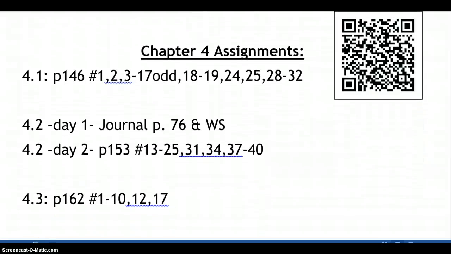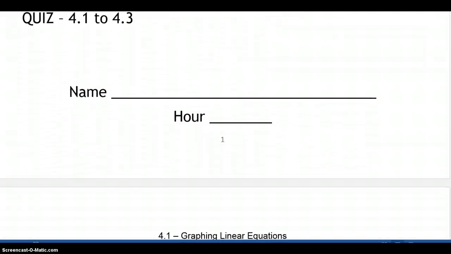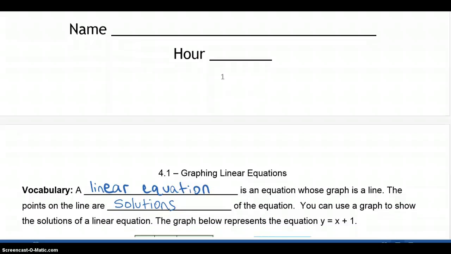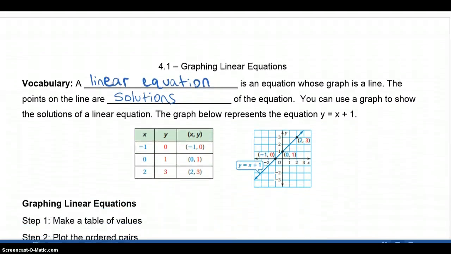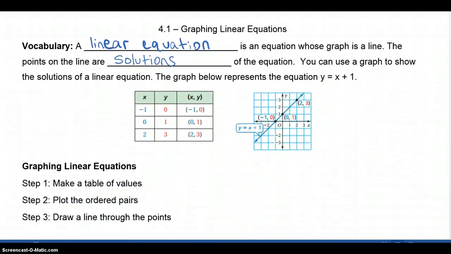If you didn't already, go ahead and write your name and your hour on your paper, and then let's get into this. If you need to pause the video because I'm going too quickly, then you can do what you need to do to get down proper notes.